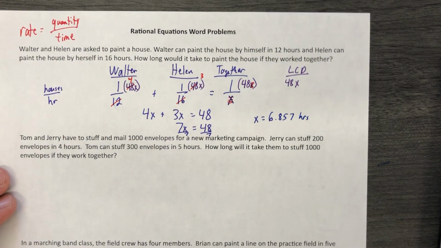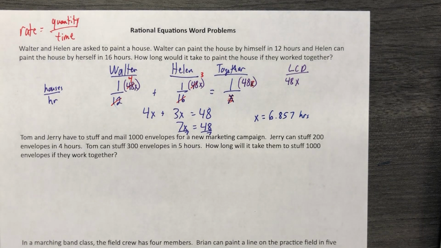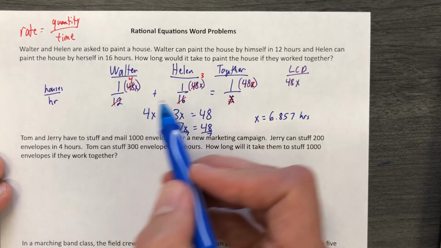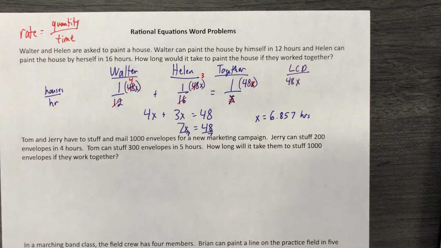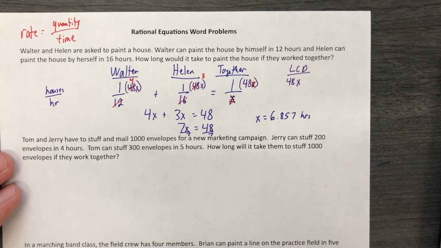So 6.857 hours. All right, what we just did was start the conversation with talking about rates, and every one of these is going to be set up as a rate, and you're going to have a total. You're going to add them together, or in some cases subtract, and you're going to just solve the equation like you've been doing.